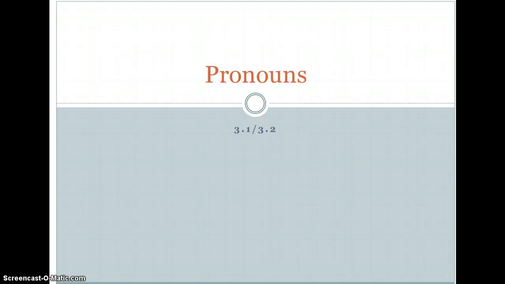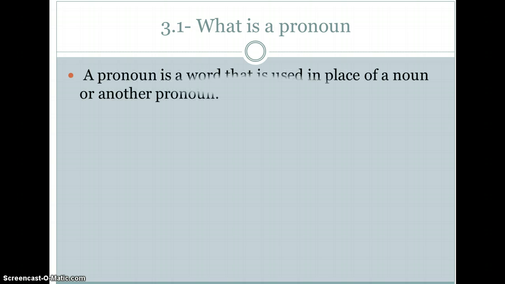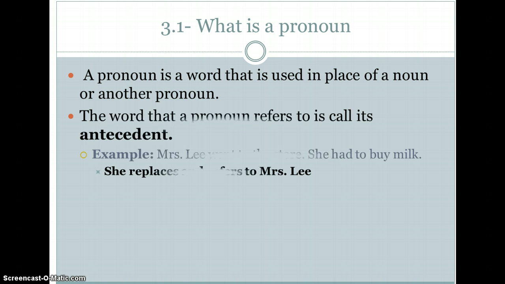All right, chapter 3 is on pronouns. We're going to go over lesson 3.1 and 3.2 today, page 58 of your grammar book. Lesson 3.1 asks, what is a pronoun? A pronoun is a word that is used in place of a noun or another pronoun. The word that a pronoun refers to is called its antecedent. You're going to want to get used to that word antecedent.